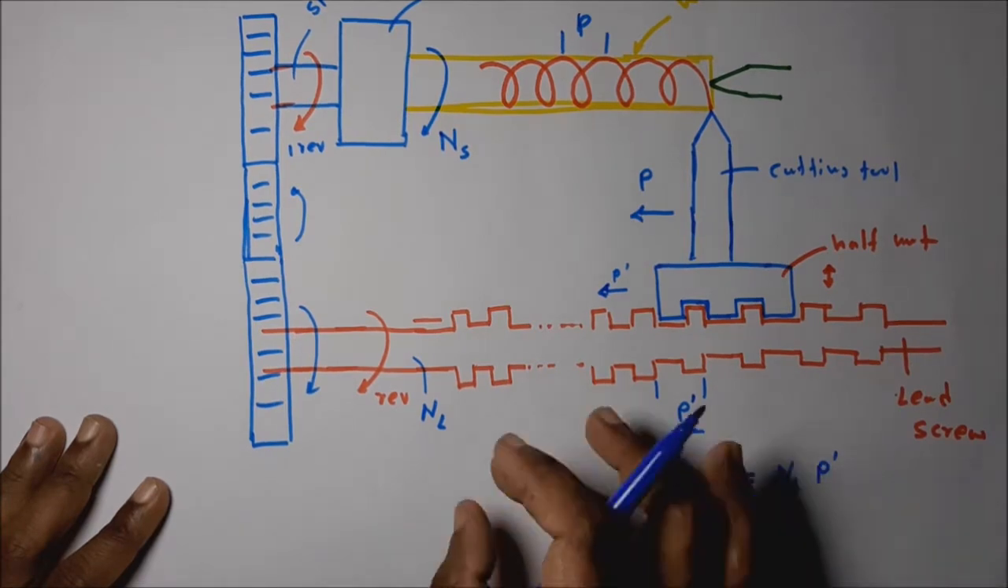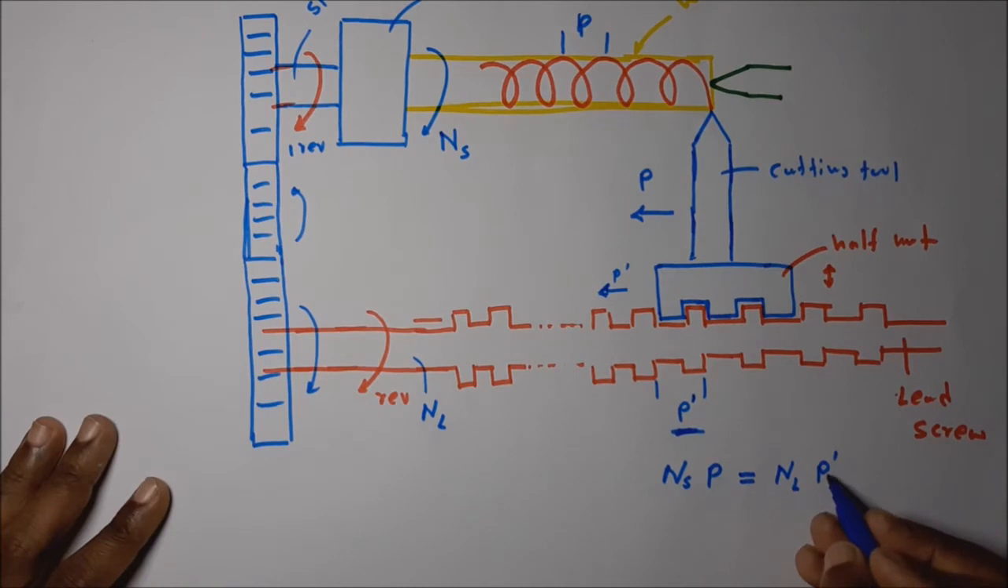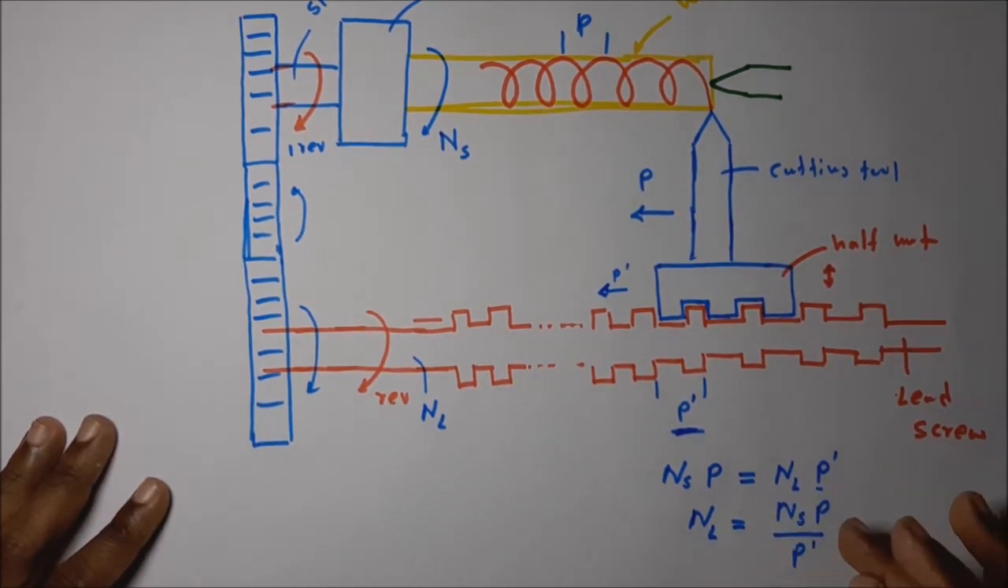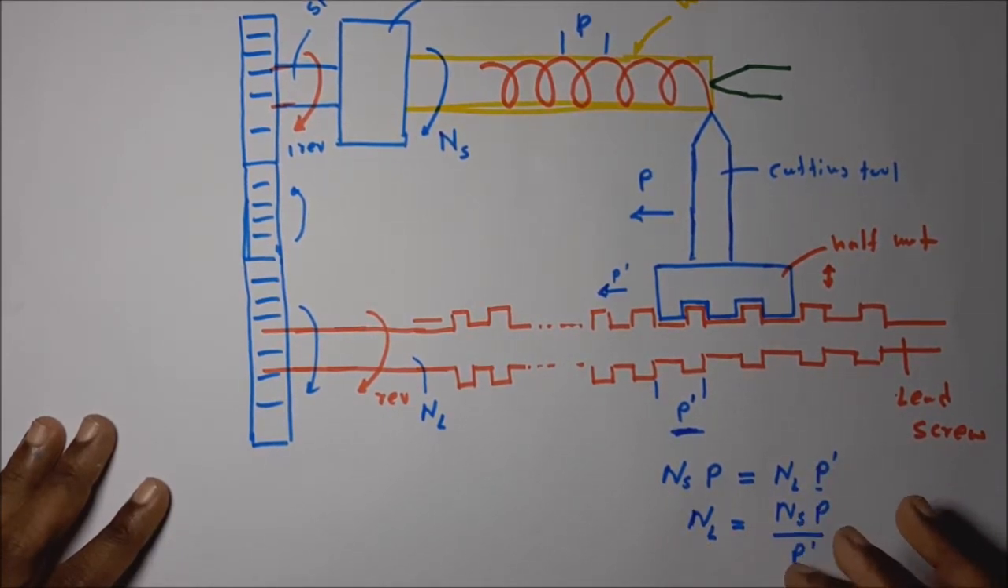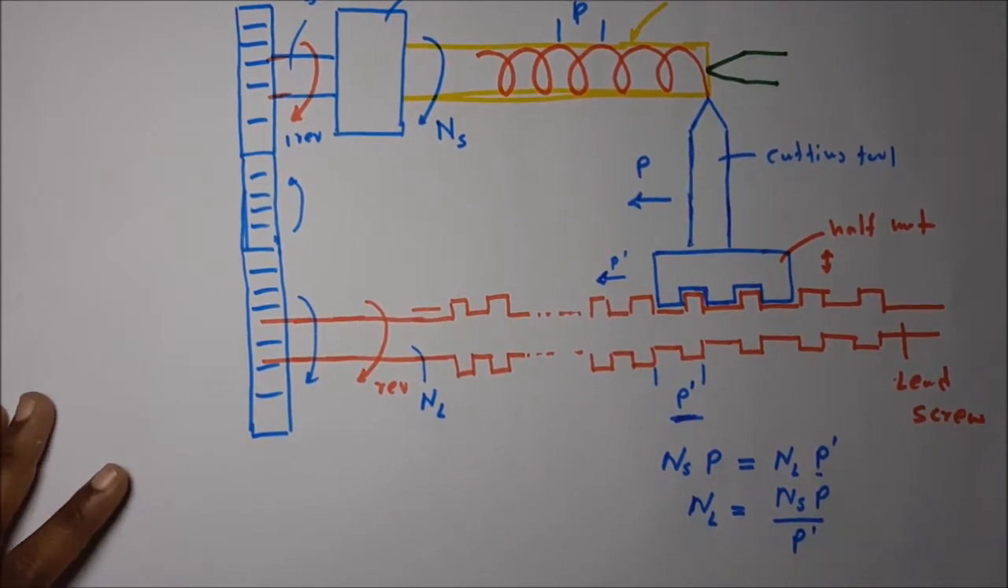This should be achieved by rotating the lead screw. Then this is the fixed value. So what should be the rotation we need for the lead screw is equal to NS divided by P dash into P. NL, the lead screw turns, is equal to NS into P divided by P dash. I think you are all clear with how to obtain this equation, no?